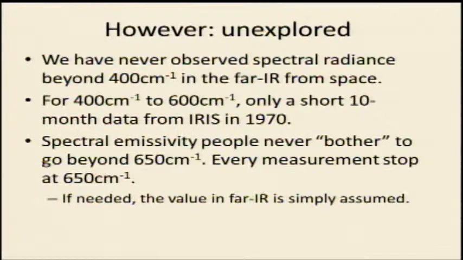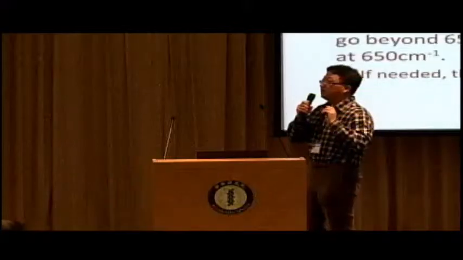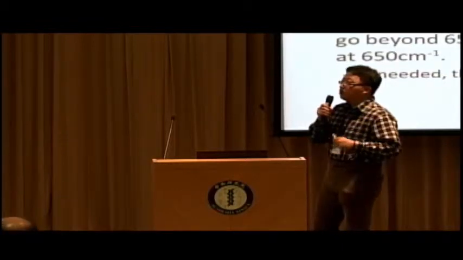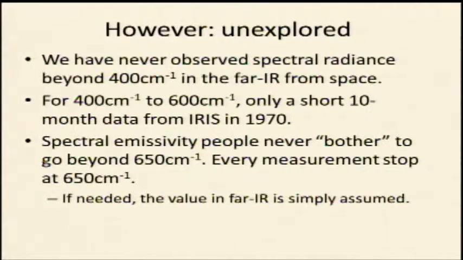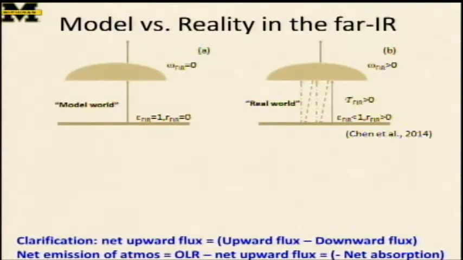But there's another complexity. If you look at the remote sensing community, they're using spectral emissivity all the time. That's the only way you can invert land surface temperature correctly. But because they never do observations here, no one in land remote sensing cares what the spectral emissivity is beyond the 650 wavenumber. So everyone just assumes it's a constant number beyond 650. There are no measurements in the far-IR whatsoever.